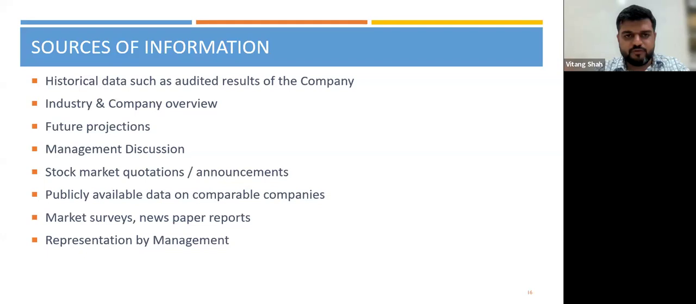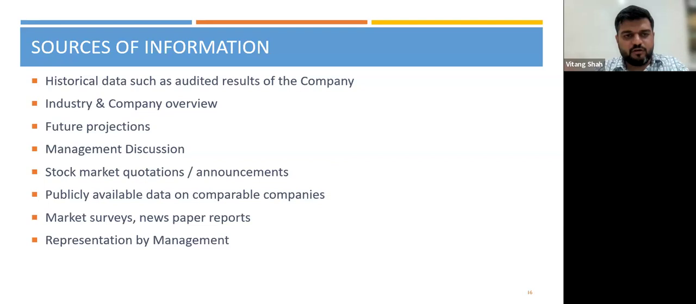So what are the various sources of information basis which the valuation is carried out? First is the historical data, which is the audited or the provisional results of the company. Then the industry and the company overview. It's not necessary to just look at the company information, but at the same time, it is absolutely a must to have industry knowledge about the company too, that is how the industry is moving and how the company is moving vis-a-vis the industry. Then the financial projections which are provided by the management, that is one of the sources which is required for your income approach valuation, because your historical data is basis the past which has happened, but your financial projections are basis the outlook for the industry and the company.